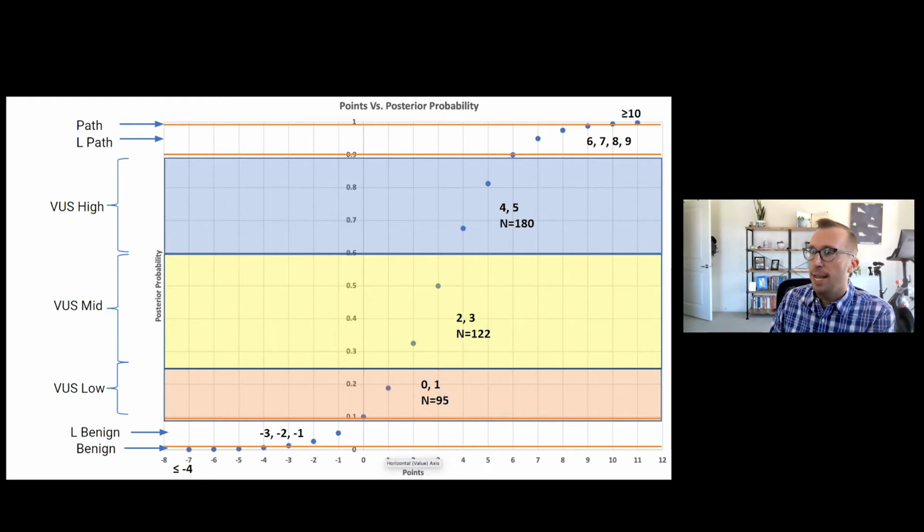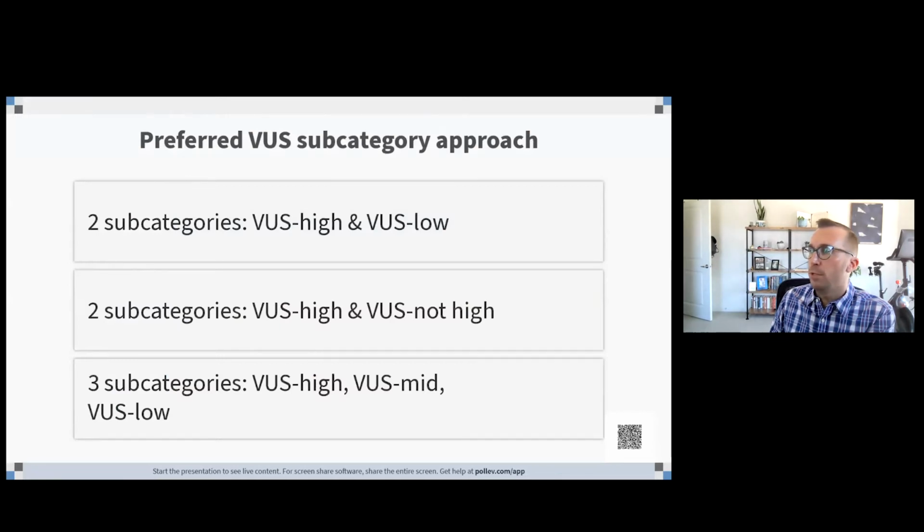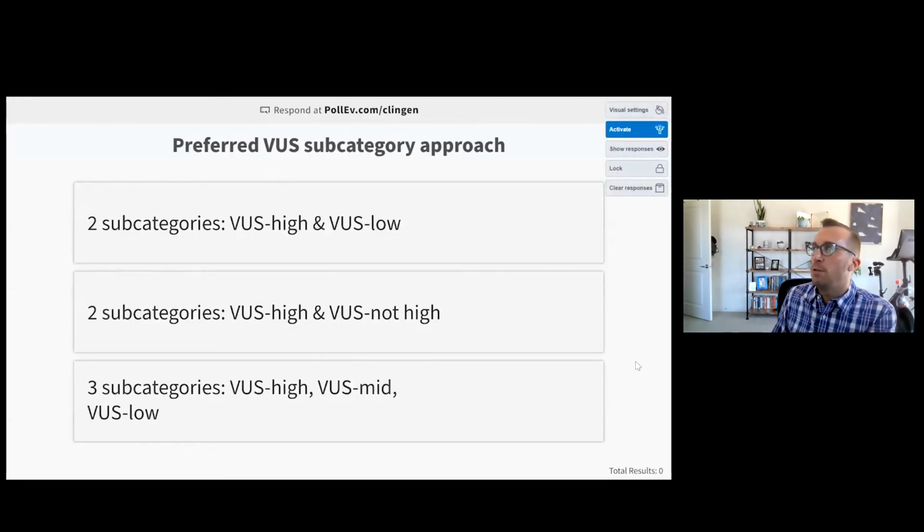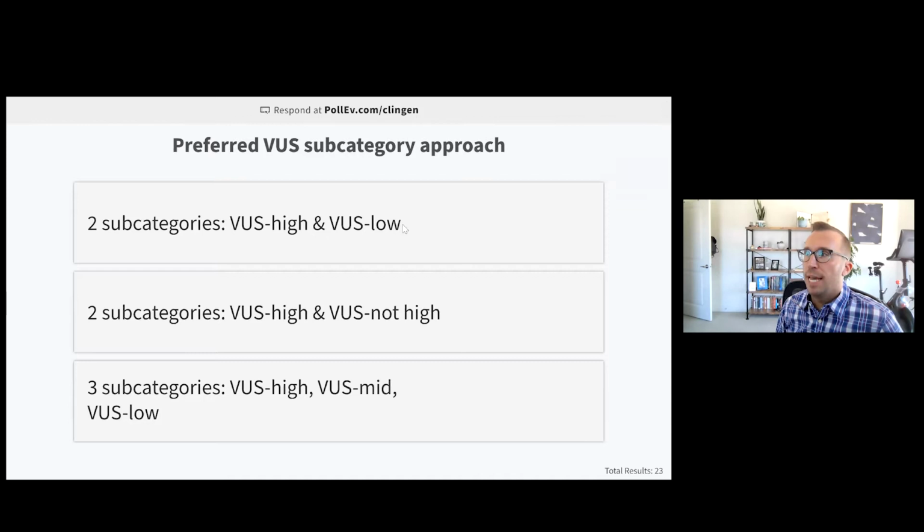All right, so now we will try polling here again to see what people's preferred approach would be for these subcategories: doing, again, 2 categories where it's a 50-50 split, 2 categories where it's more of a 1/3, 2/3 split, and then 3 categories, a high, mid, or low.